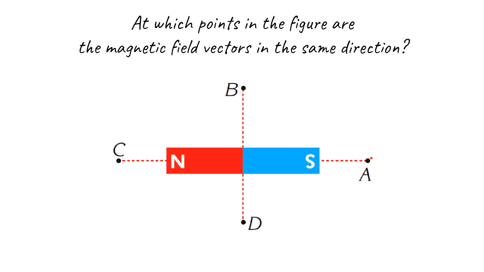Now, our lesson comes to an end, and at the end of the lesson I will ask you a question. At which points in the figure are the magnetic field vectors in the same direction?